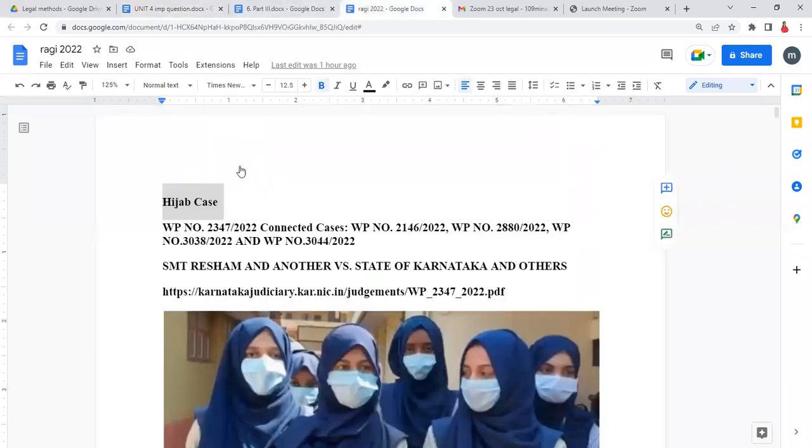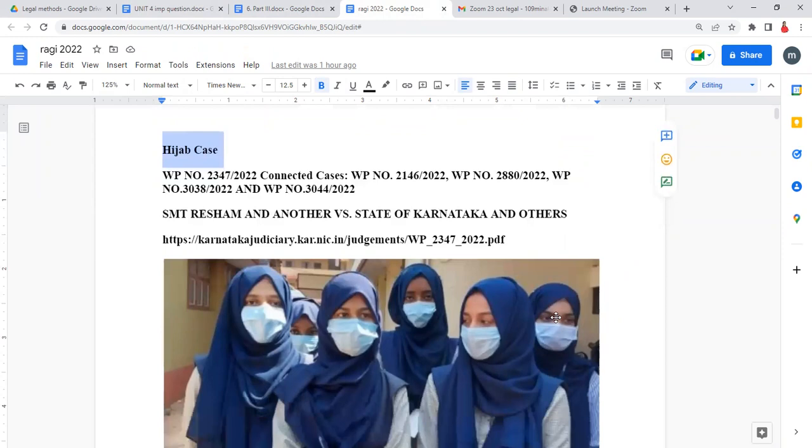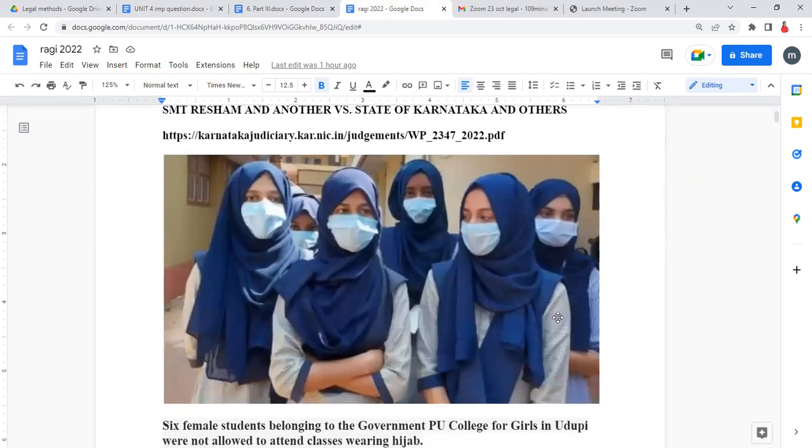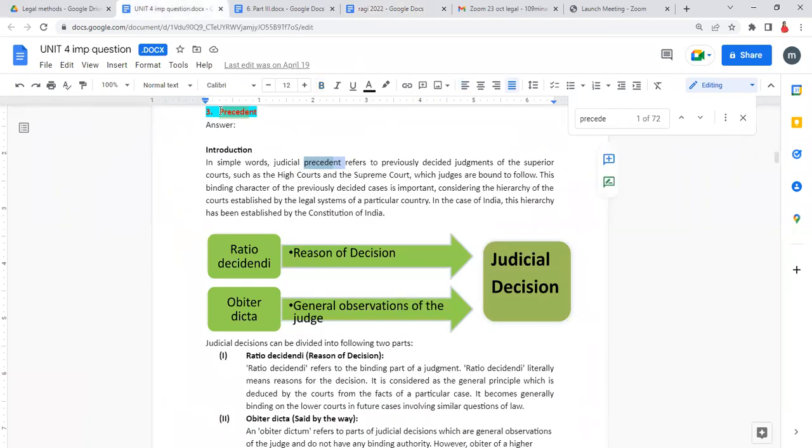Like, why are we even discussing these cases? What's been decided for a certain matter is related to one specific situation mostly. A certain situation happens, parties' rights are being violated, and they approach the court, and the court decides the case based on the facts and circumstances. Once it's decided, that's done, right? Why should we be discussing it, or why should we be reading the case? What happened? What did the court decide? How was the case decided? It's because of this concept called precedent.